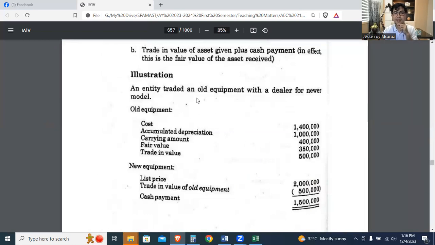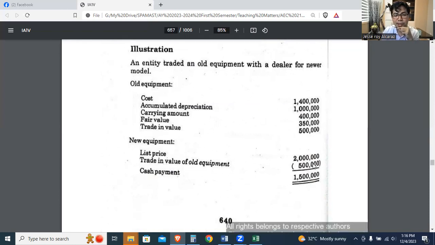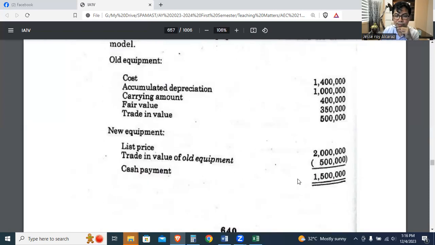An entity traded an old equipment with a dealer for a newer equipment. Okay. So the new equipment, its price is 2 million pesos. And then the trade-in value of the old equipment is 500,000. Therefore, it will pay 1,500,000.